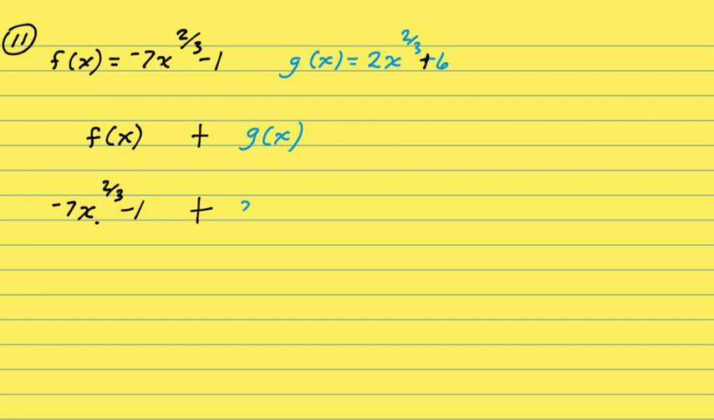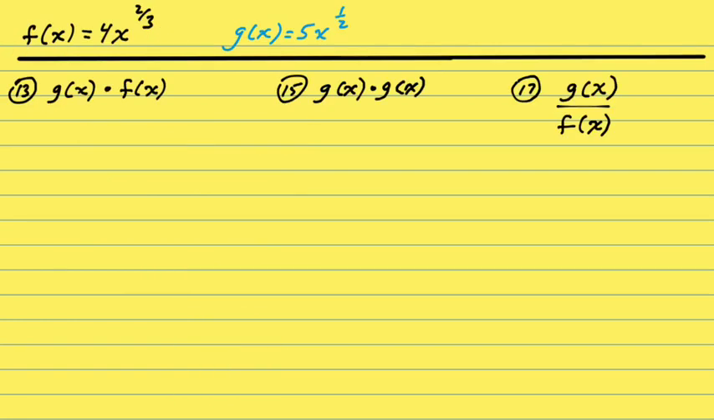So what is my g of x would be 2x to the 2/3 plus 6. Combining like terms, x to the 2/3, negative 7 and a positive 2 is a negative 5. X to the 2/3, negative 1 and positive 6 is a positive 5. Hopefully that's a choice. Looks like it might be letter B.